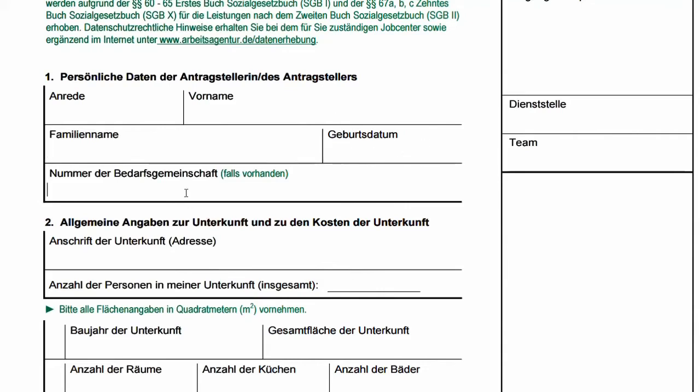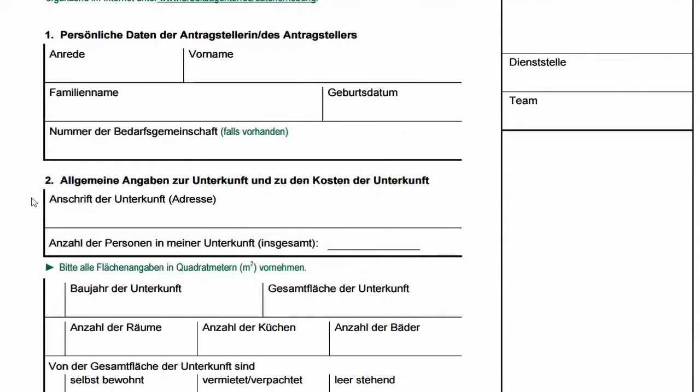Nummer der Bedarfsgemeinschaft means number of the benefit community. It has a reference number actually. And the abbreviation for Nummer der Bedarfsgemeinschaft is BG number. If you have already registered yourself in Job Center, you should have a BG number given to you by the Job Center. This number is usually written on the upper corner of the right side of the letter you receive from Job Center.